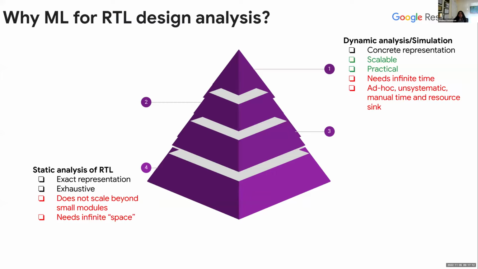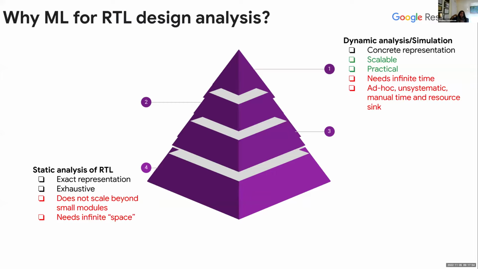At the bottom of the pyramid are static methods to do RTL analysis, static methods for verification. What does that mean? These include formal verification based methods or fact based methods or methods that do RTL level analysis and so on. In all these cases, they construct an exact representation of the design, either as a state transition graph or as a control data flow graph or a term rewriting system, whatever have you. They have a lot of ways in which they model the design. These are exact ways. There's complete knowledge about the design, and this tends to be a completely exhaustive analysis.